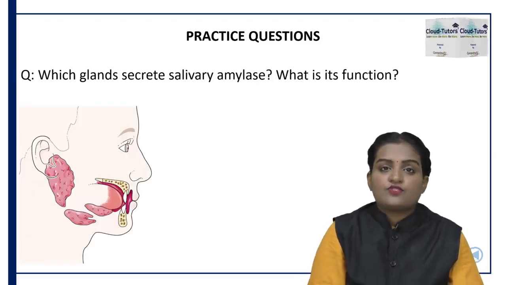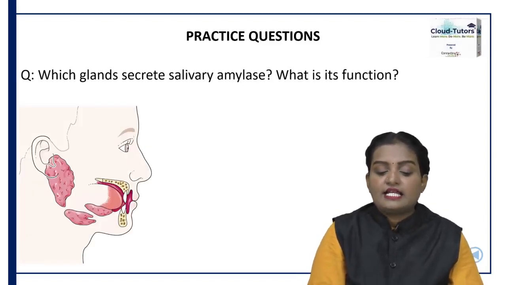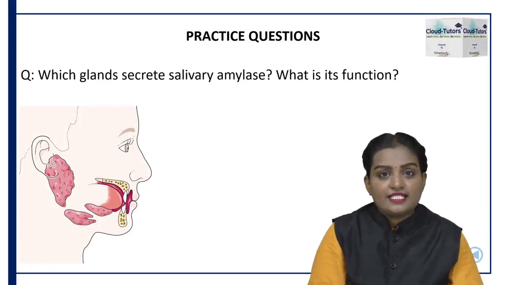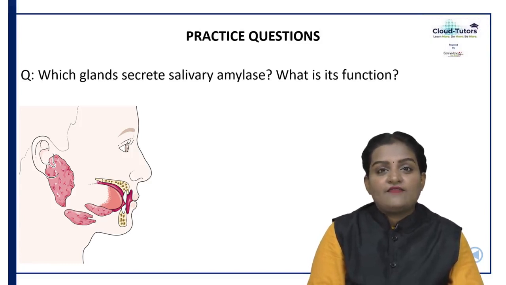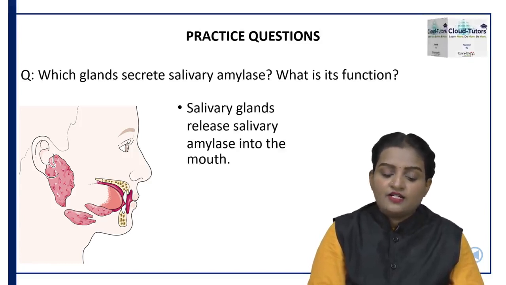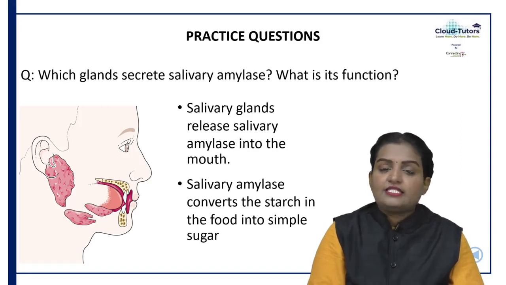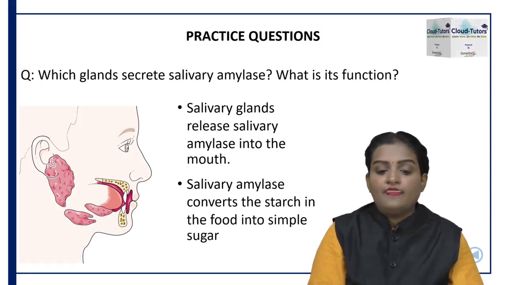Coming to the next question: which gland secretes salivary amylase? What is its function? Salivary amylase is an enzyme produced by salivary glands. Salivary glands release salivary amylase into the mouth and this converts starch into maltose.